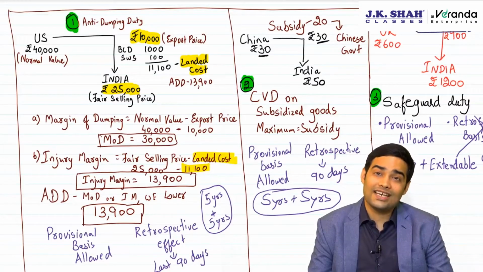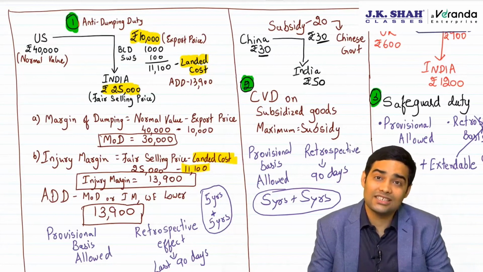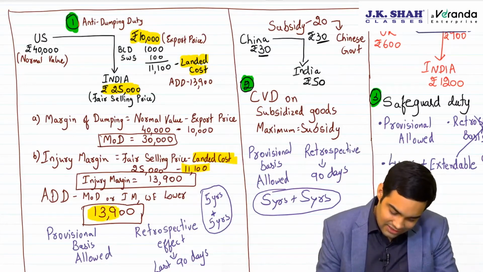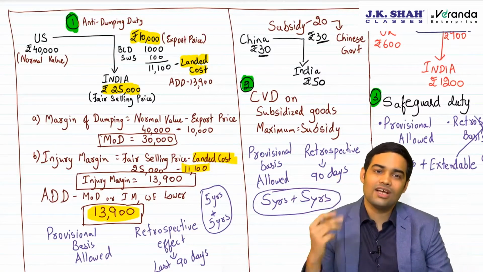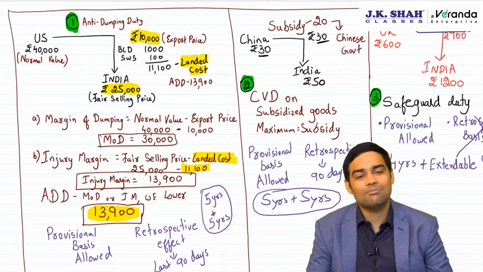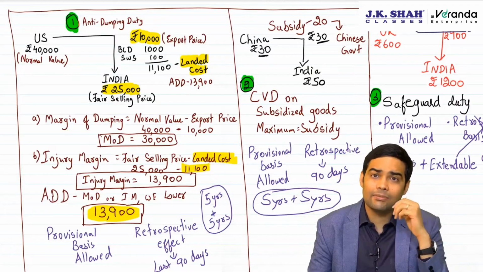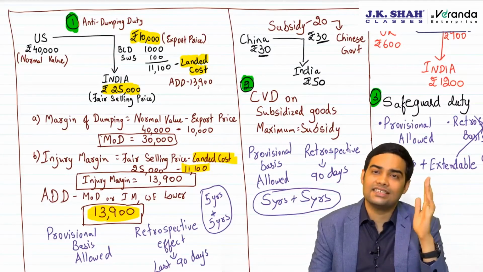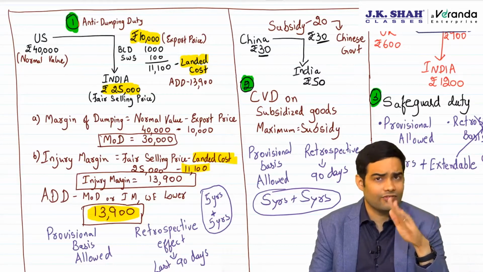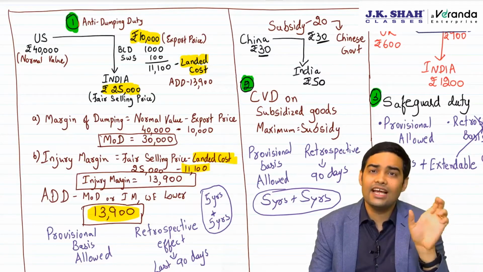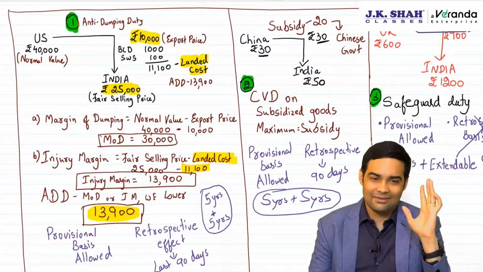Now, what is anti-dumping duty? Margin of dumping or injury margin, whichever is lower. How much does that come to? It comes to 13,300 because 13,300 is lower than margin of dumping of 30,000. This is the power which is available to government. Now, when we talk about anti-dumping duty, can it be retrospective? The answer is yes. To the extent of 90 days from the date of notification, it can be retrospective. For the last 90 days, whoever has imported will now be liable to pay anti-dumping duty.